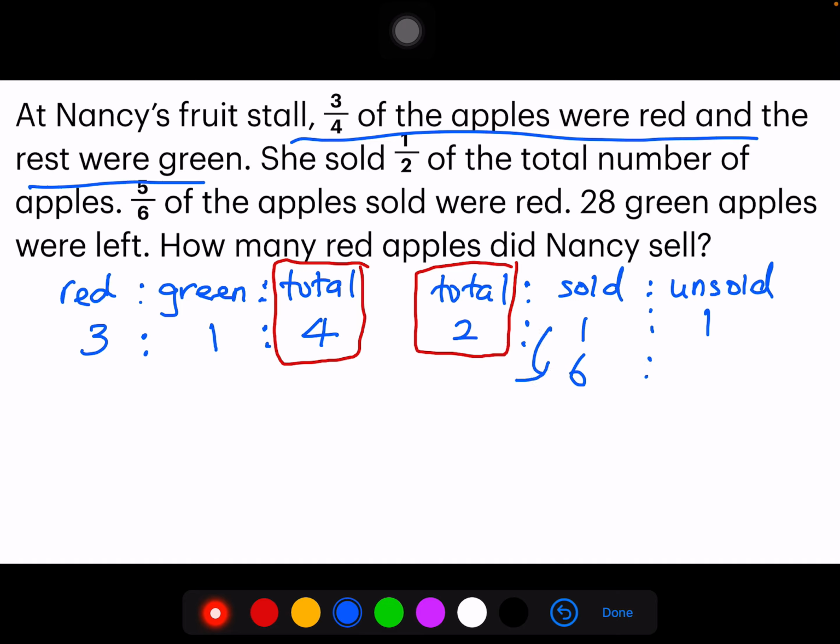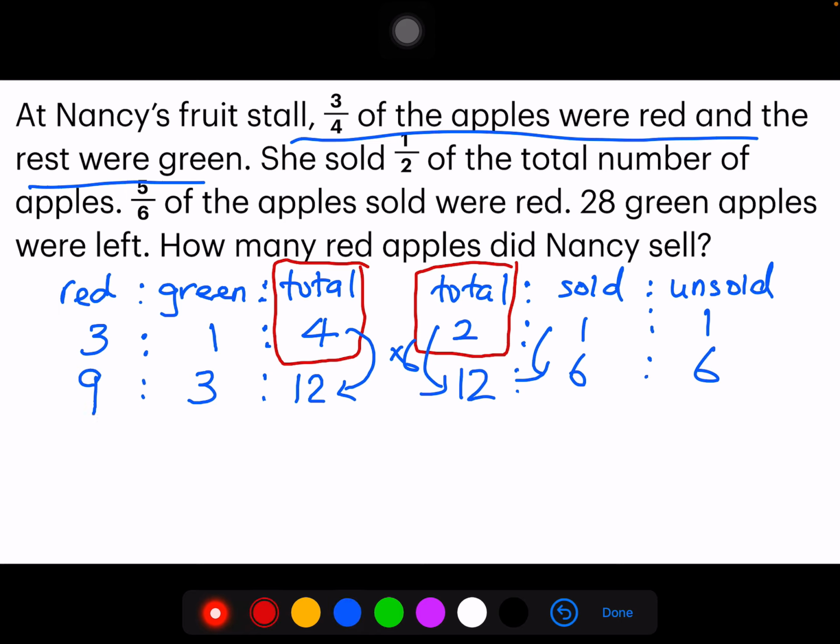That means I will have to multiply everything by 6. So 6 times 2, I get 12. 1 times 6, I get 6. So the new ratio is 12 is to 6 to 6. So, which means I can have 12 here as well. That means I will have to multiply 3. So 1 times 3, 3. 3 times 3 is 9.